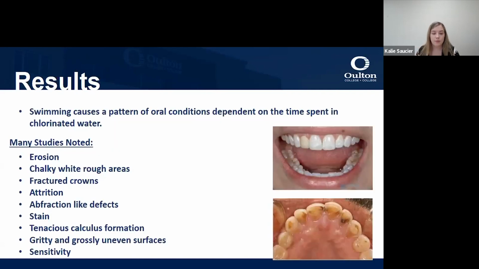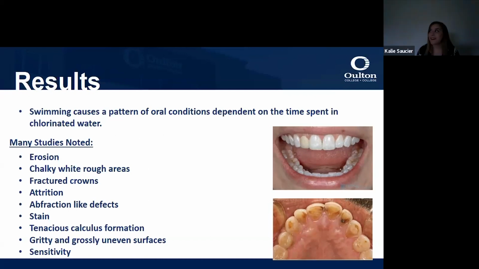So for our results, what we found is that swimming causes a pattern of oral conditions dependent on the time spent in the chlorinated water. So if you're just a casual swimmer and you're not in the water too often, you're not going to really see these effects. These are really for people who are spending a lot of time in the water. So for example, your professional swimmers, they're going to be in the water several hours a day, several days a week. So they're the ones that are being exposed to the water the most.